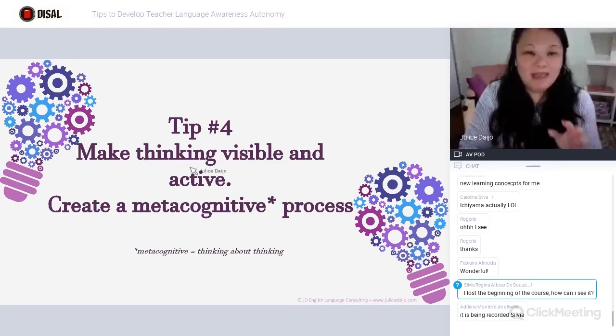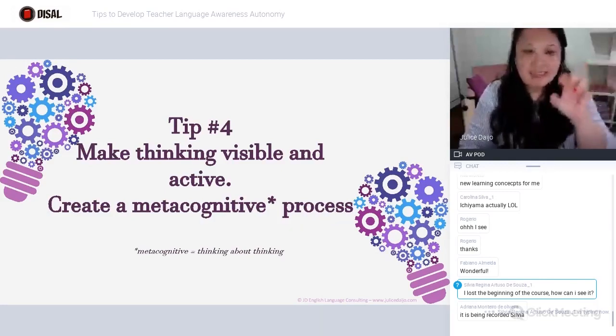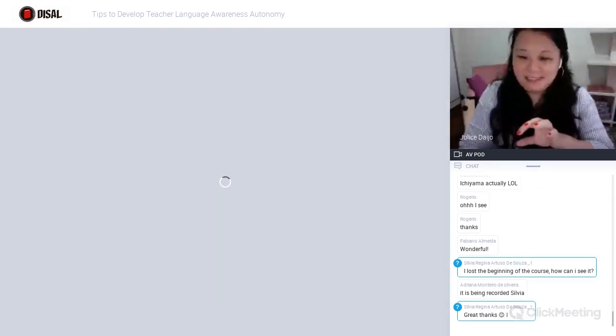So make thinking visible. How do we do that? One way is to create metacognitive processes. That means literally steps of what to do. Here's an example.